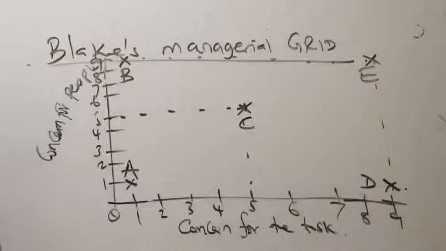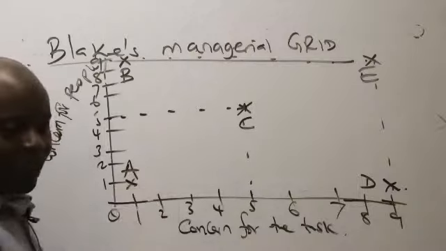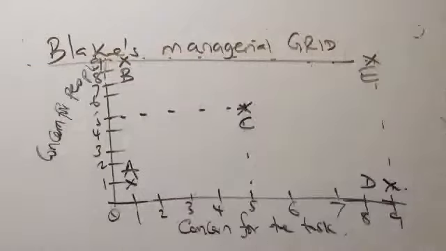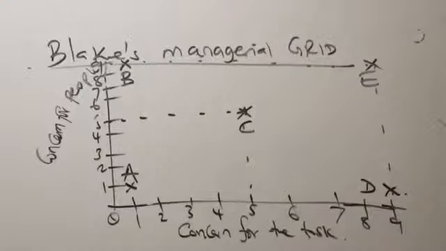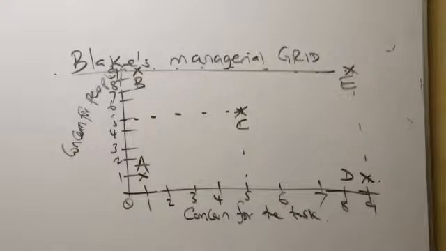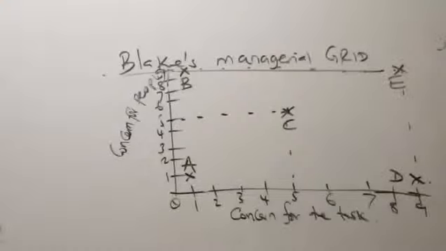So who is manager A? What characteristic does he exhibit? This one we call the impoverished style. So A is the impoverished style. Let me try to zoom in my camera for me to get a space to write. I hope that is still clear.